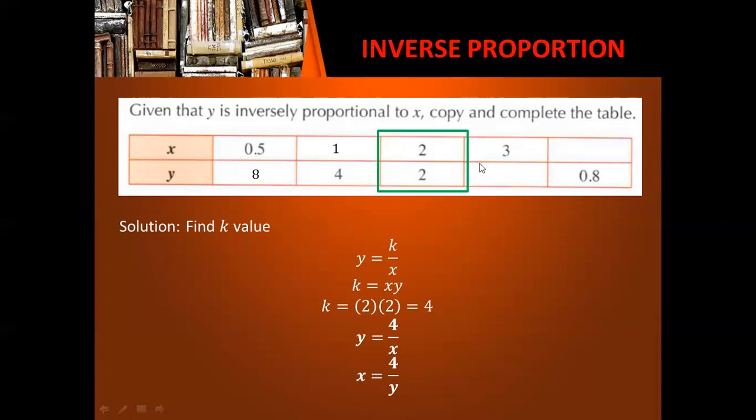Next, the y value when x is equal to 3 will become 4 over 3. And then finally, the x value when the y value is 0.8, we will have 4 divided by 0.8. That gives us 5.